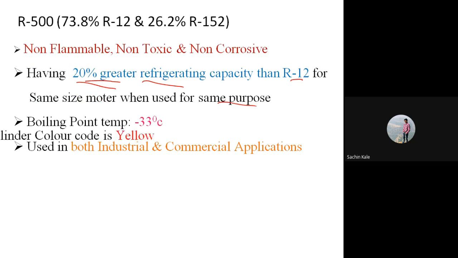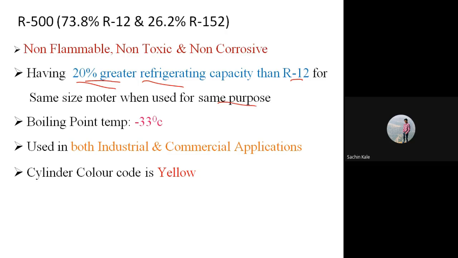And the last point is the cylinder color code. How to identify whether this is R500 or not? If the refrigerant is stored in a yellow color cylinder, that is the indication of R500 refrigerant. Are you getting?